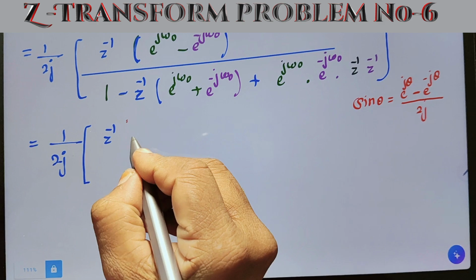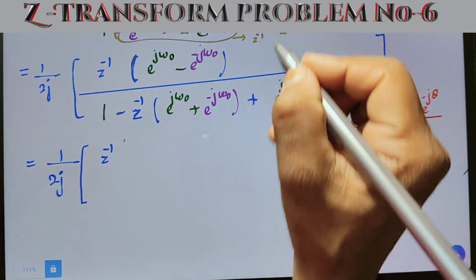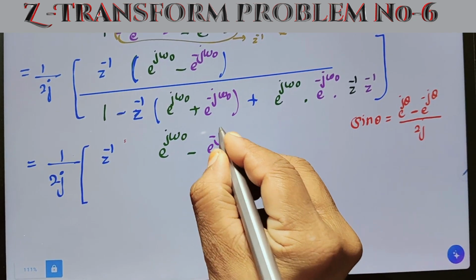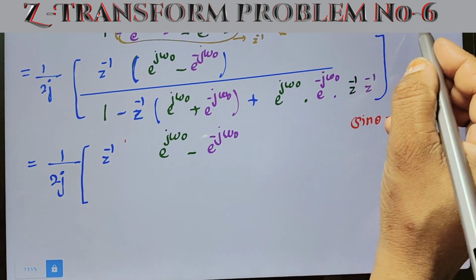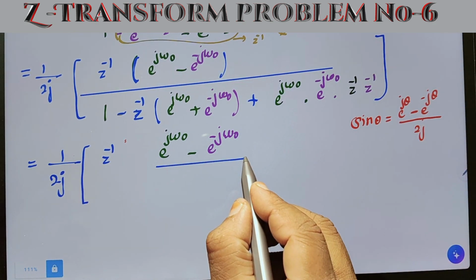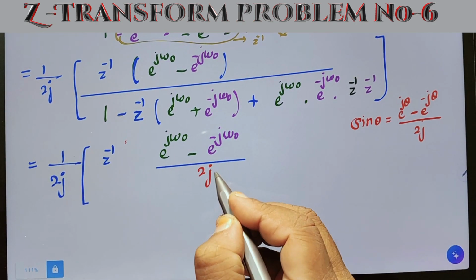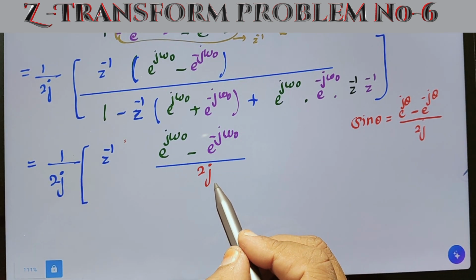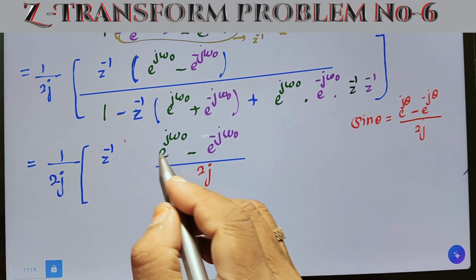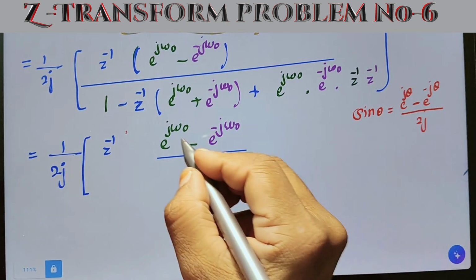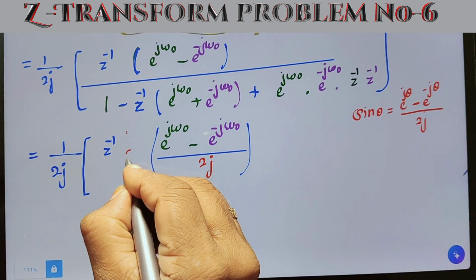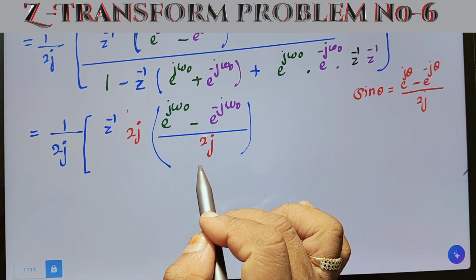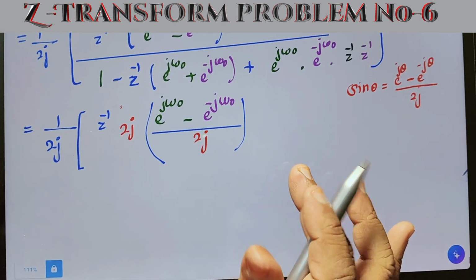So here 2j is missing. So I write here e power j omega naught minus the second term e power minus j omega naught, the whole divided by the missing term 2j. But if only the denominator term 2j is added, the total value will be changed. So for convenience, multiply by the same term here, then only we get the previous line steps, because 2j gets cancelled to get the previous line. So the numerator term is over.